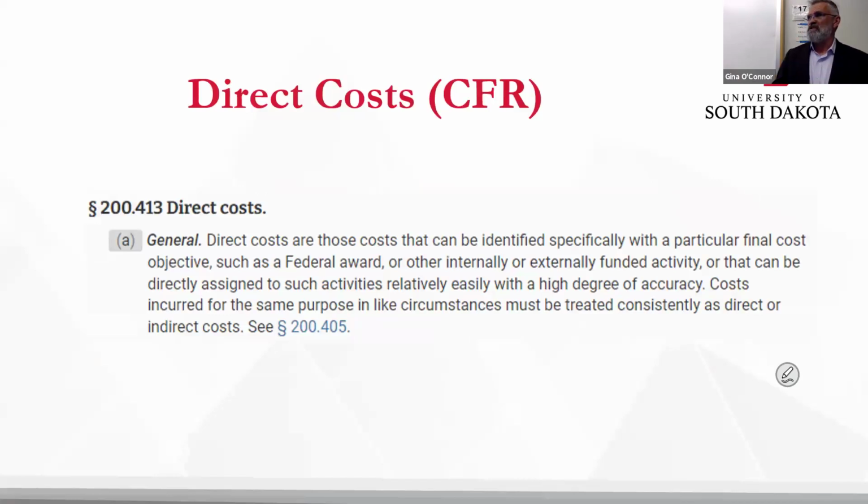Starting with some definitions. This is literally copied and pasted from the Code of Federal Regulations. This is how the feds define what a direct cost is. Direct costs are those costs that can be identified specifically with a particular final cost objective, such as a federal award. So what you tell people in your grant application you're going to do and how you're going to do it, those are all going to be the direct costs associated with that. That's the salaries, the student support, the stuff you're going to buy.